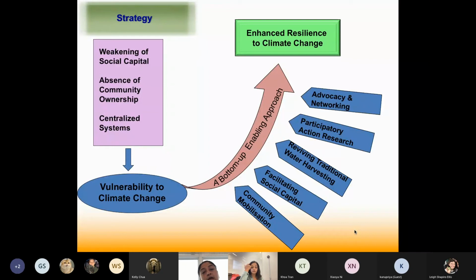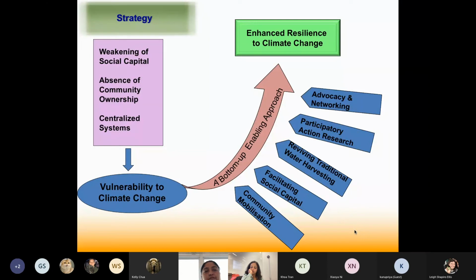And finally, do advocacy and networking. The idea of advocacy and networking is, we're an NGO. We can work only in so much of an area. So the idea is that people are able to learn from our work and replicate it in other areas. All of this obviously enhanced resilience to the climate change and the climate variability that happens.